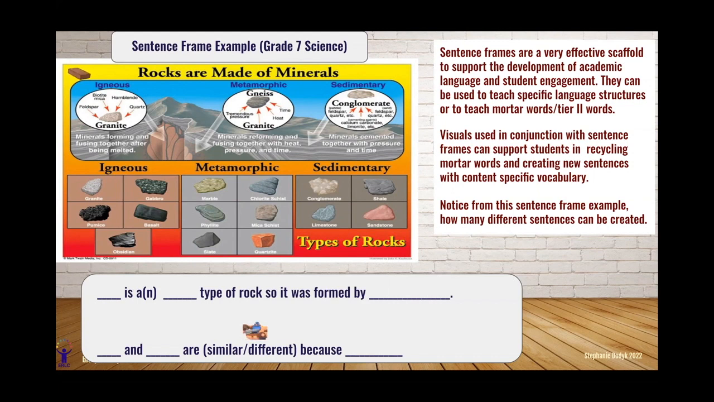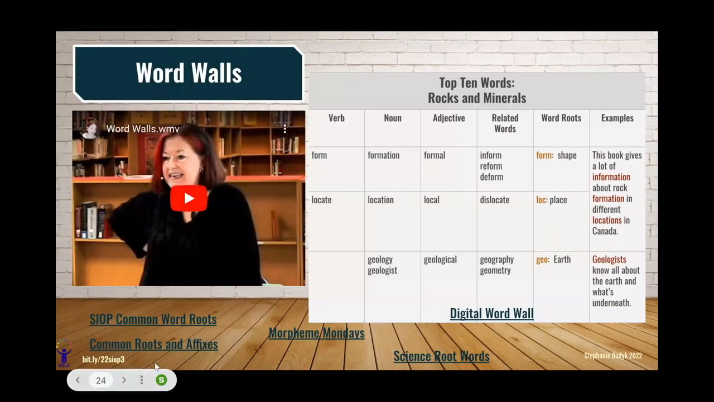Like, pumice is an igneous type of rock that was formed by heat, right? And then they can just go through the list. And so that's a great opportunity to build that academic language.